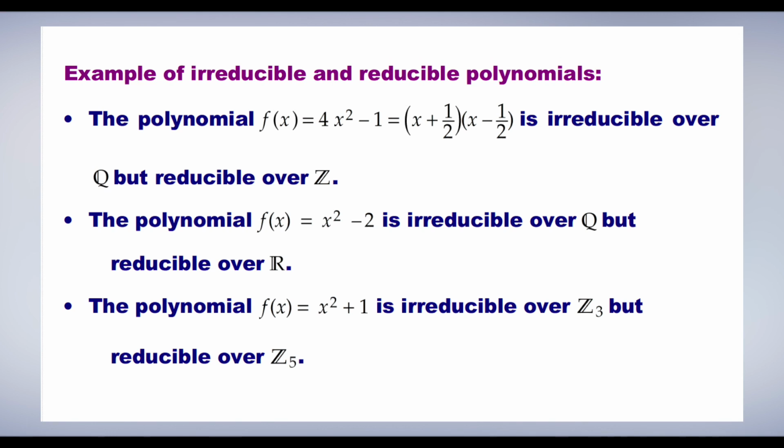The polynomial f(x) = x² + 1 is irreducible over Z3, but reducible over Z5. Determining whether a given polynomial f(x) belongs to R[x] is irreducible over R may be difficult, but the upcoming tests will make our work easier. Now, let's see those tests.